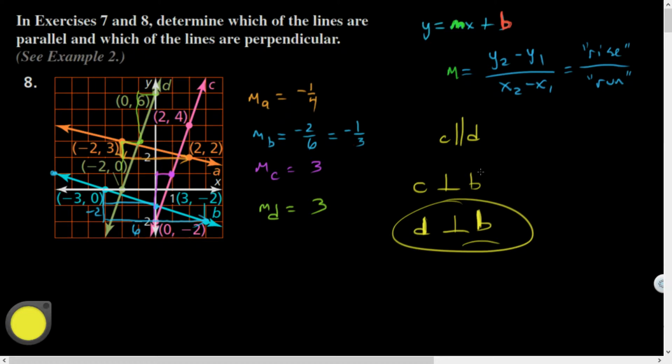Well, anyways, these are opposite reciprocals of one another, right? Flip it and change the sign, and you can see that.